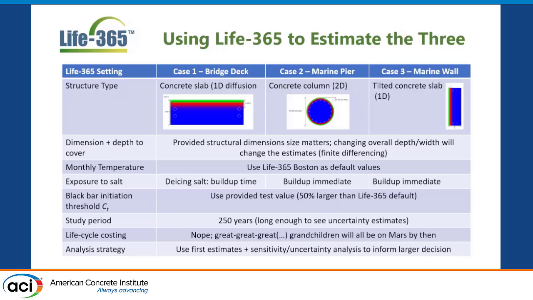Monthly temperatures: it turns out that Life-365 has built in the temperatures that were given, so I just use those as a drop down. But we have different maximum exposures, and the data that comes with it is TRB data, I think. It has to do with not only maximum concentration on Boston roads, but the time it takes to get up to those. So it says 7.1 years to get up to the maximum concentration.